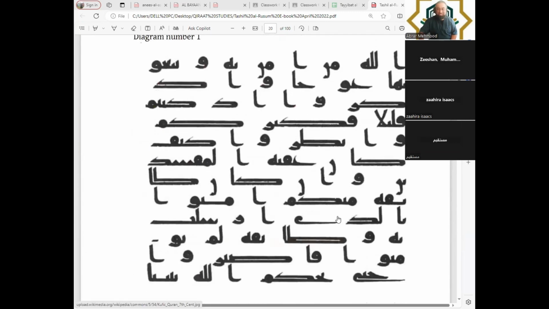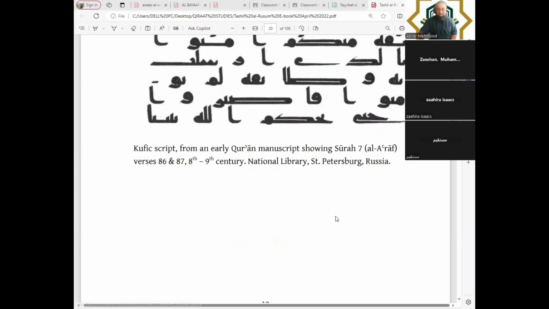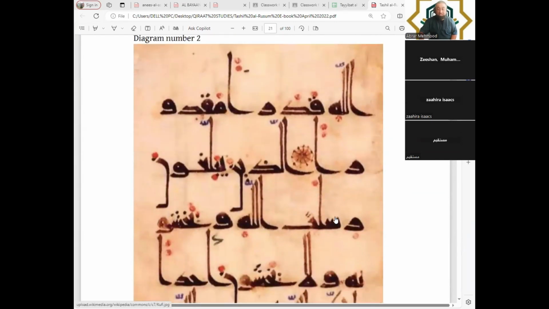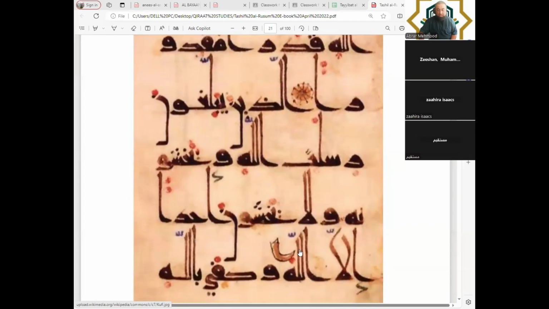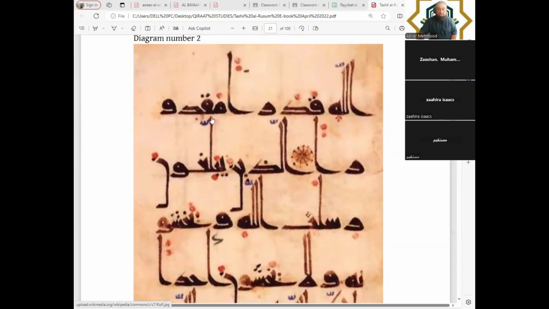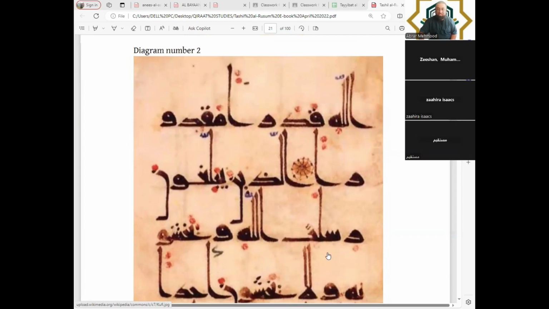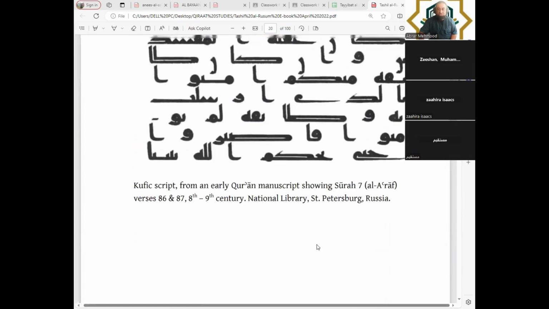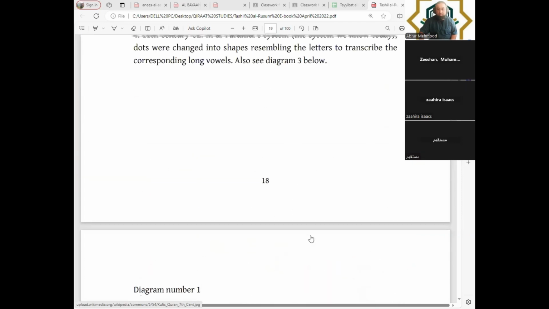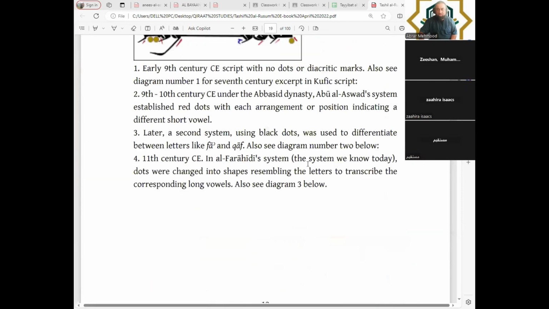So here we are, diagram. Okay, here, diagram number 2. So qaf, as you can see, the black dots there, and yeah, fa here, if I'm not wrong. So fa, so you can see black dots were introduced. Qaf, black dots were introduced. Okay, diagram number 2 on page 20. And then you've got Al-Farahidi system, diagram number 3.